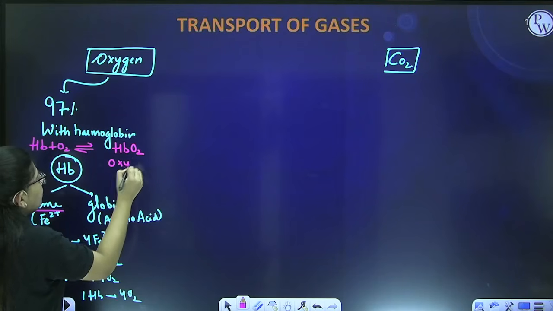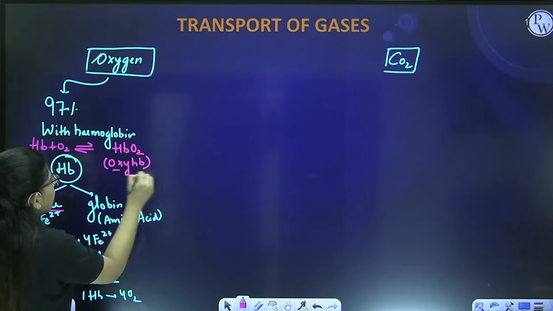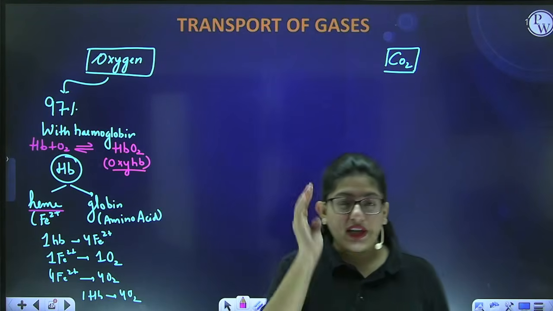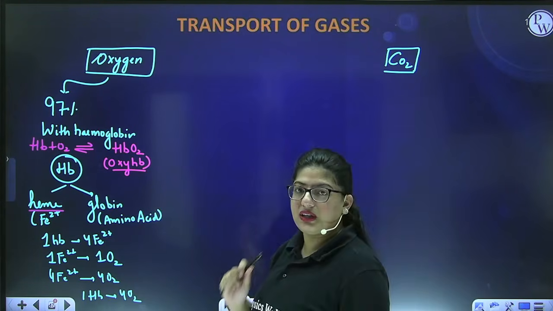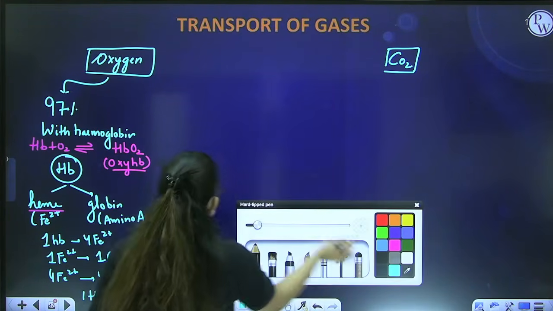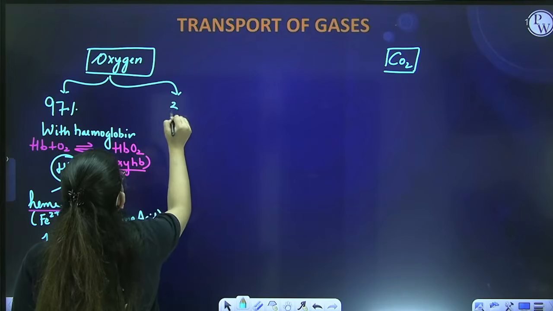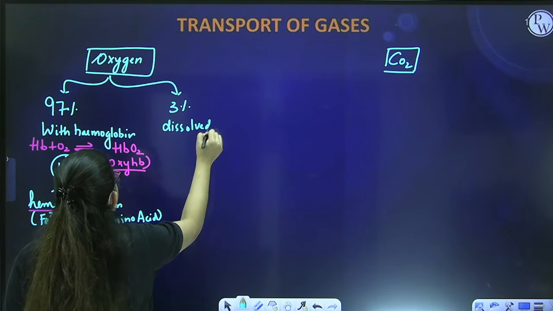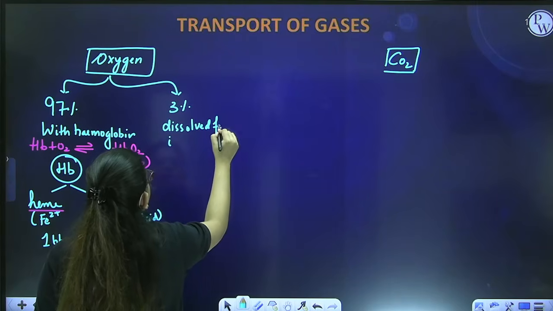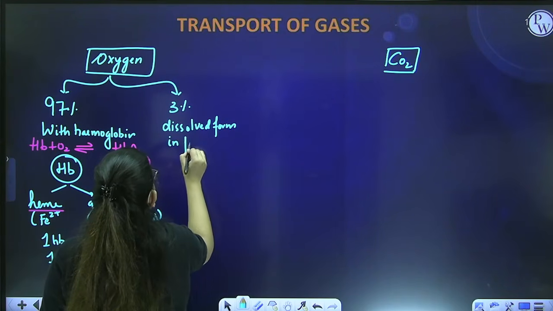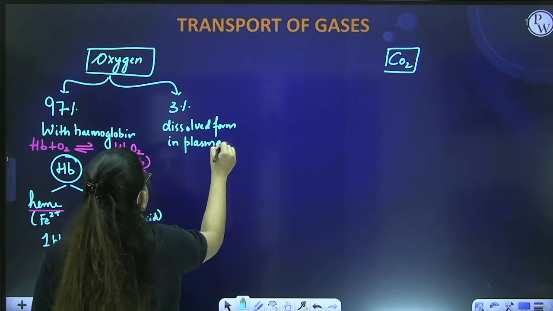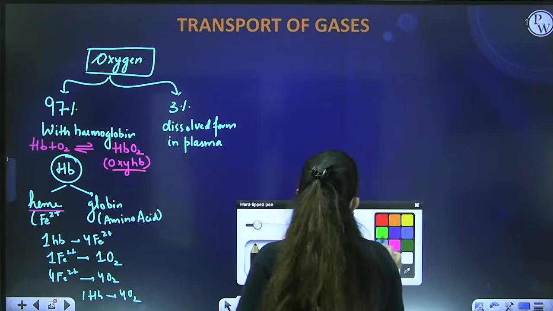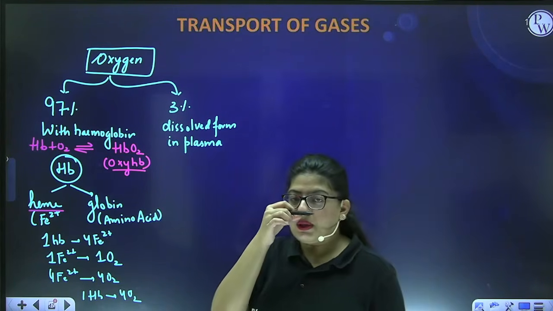So 97% of oxygen is transported with the help of binding with the hemoglobin. What about the rest 3%? The 3% is transported in the dissolved form in plasma. Fine. Okay, so let's talk about CO2 in a later section. First, let's talk about the oxygen more.